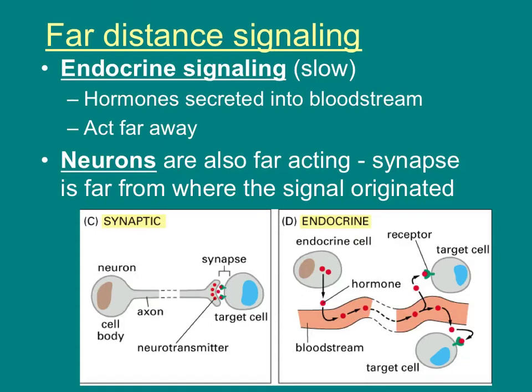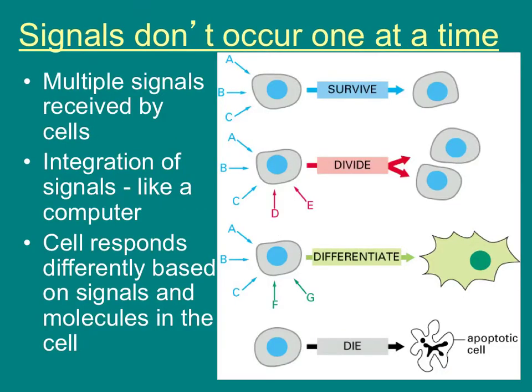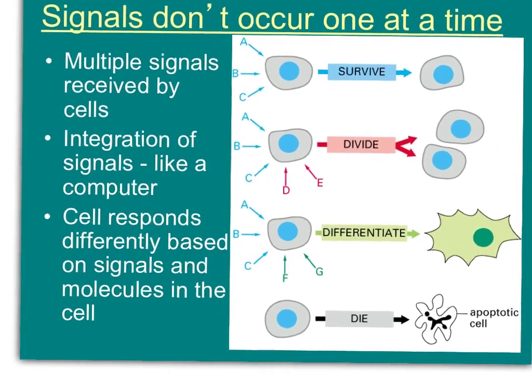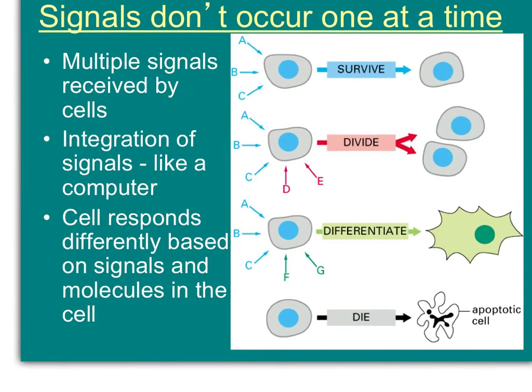All right, endocrine's far, and takes longer. Neurons are far, and they're far because the axons can be really long. The best part of this is that the only way to teach this is by minimizing it down, breaking it down to one thing at a time. But that's not how it happens at all. There's a billion signals happening all at the same time.